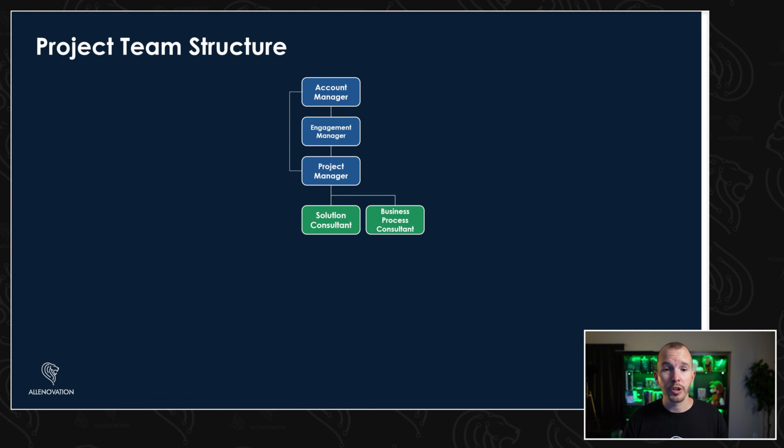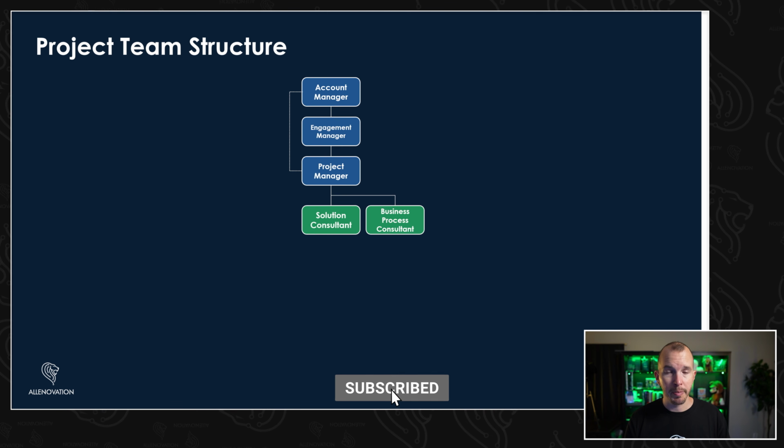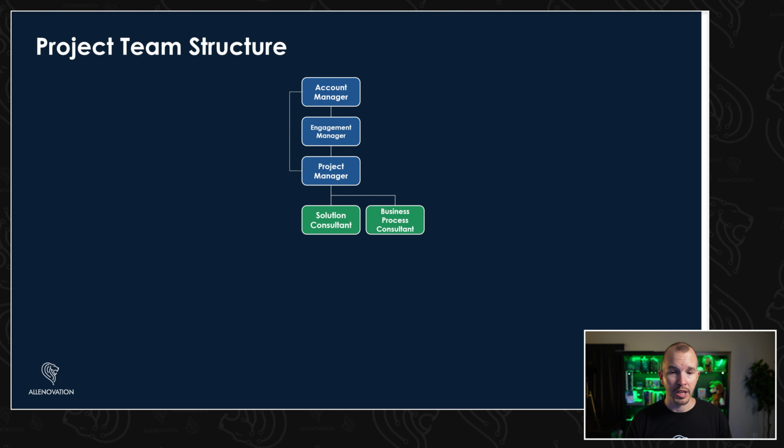All right, so now that we've talked about cross-functional roles, you're going to see here back in our project team structure org chart that the solution consultant, or otherwise known as probably a solution architect, and your business process consultant report into the PM and start to fall in line here.